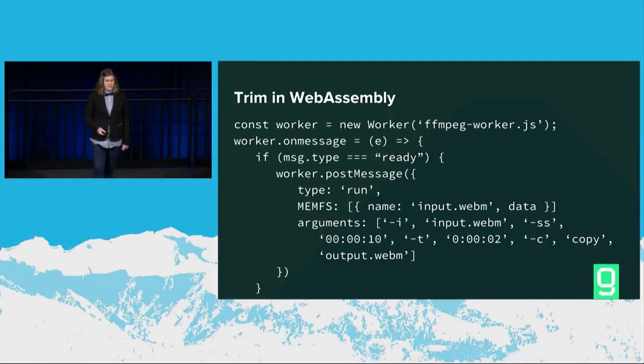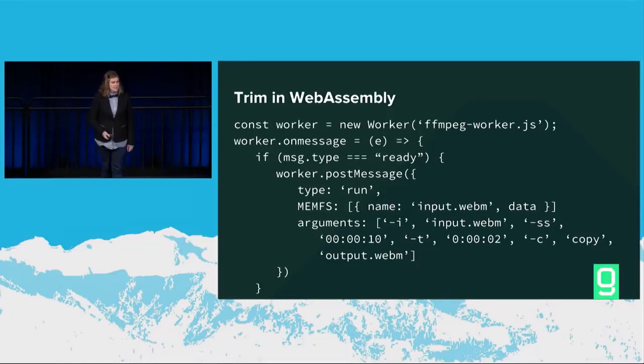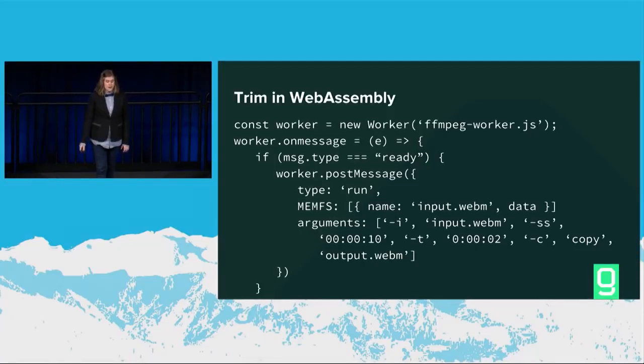And I've passed in some data, which is actually an array buffer. Finally, I pass in the same arguments that I would pass in if I were using FFmpeg from the command line. So we've got a -ss, that's where you're starting your video, -t, that's how long your video will be, and then -c copy just means we want to use the existing codec.